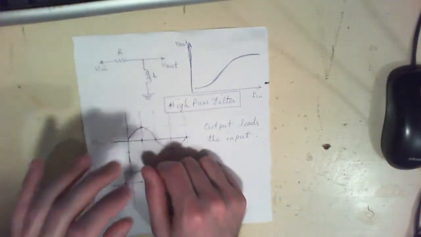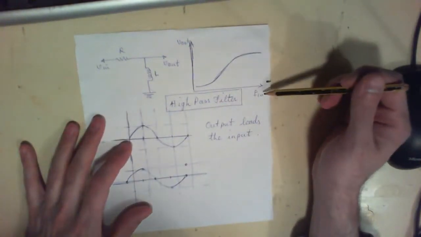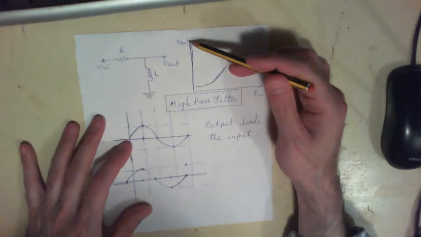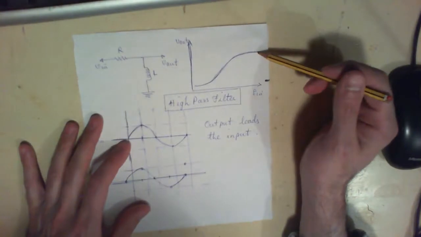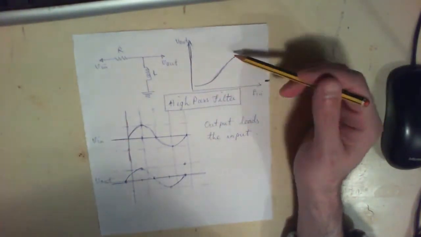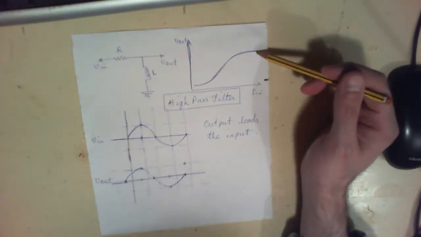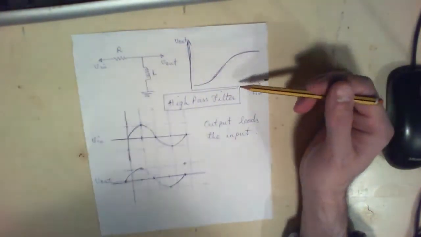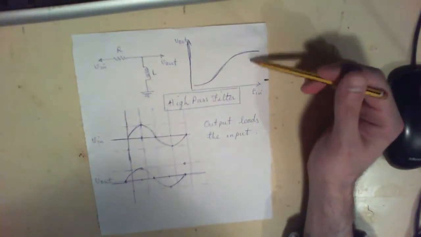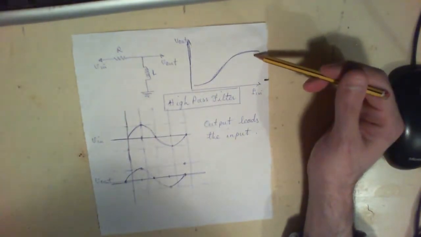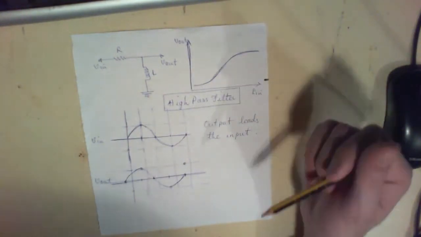This is V out, and this is F in. So this is frequency, and this is output voltage. As you increase your frequency, the amplitude of the output signal is going to increase. It's called a high-pass filter because at high frequencies much of your signal passes through the filter. There is also some phase shift and other things about the circuit that we'll go through as well.